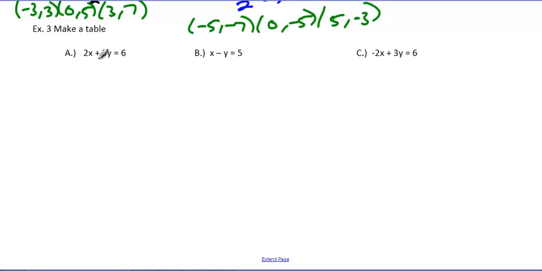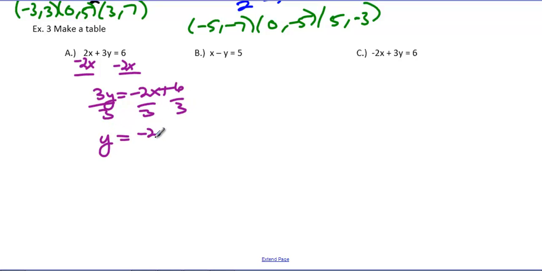The first choice is we could solve this thing for y. And we're pretty good at this from all the practice we got last unit. So I would subtract 2x from both sides. That would get me 3y equal to negative 2x plus 6. Then divide by 3. So I end up with y equaling negative 2/3 x plus 2. Okay, then I can make my table.